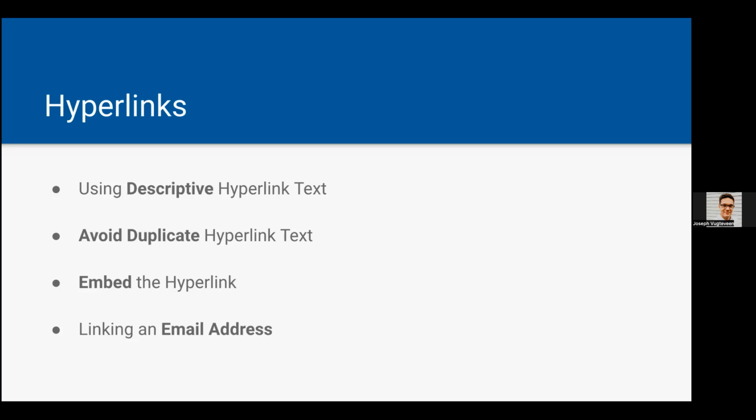So questions about that, I should hold off on questions. We can talk later. Hyperlinks, that's just the blue link that we're all common with, the URLs. There's 4 things that we focus on at Grand Valley regarding hyperlinks. These are descriptive hyperlinks, avoiding duplicate hyperlinks, embedding the hyperlink, and then linking to an email address. These are the 4 most common things we see in the CMS, which could potentially cause an accessibility issue.